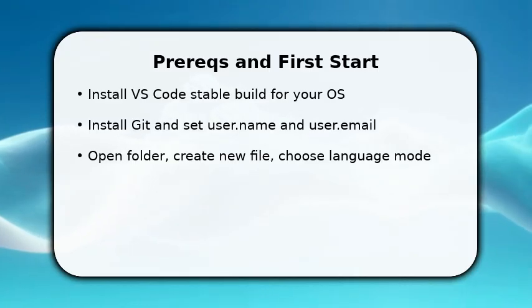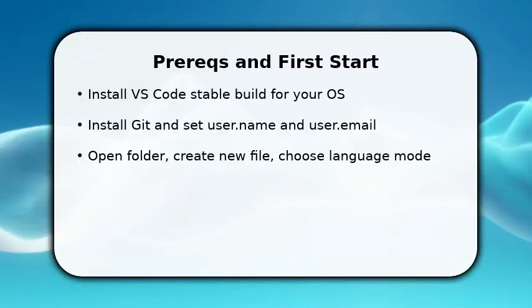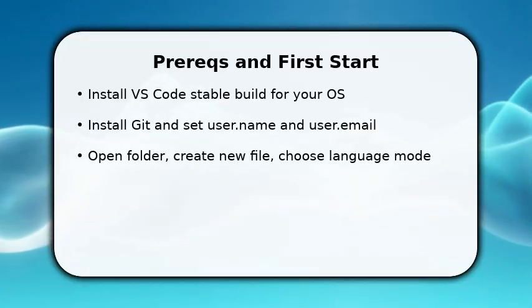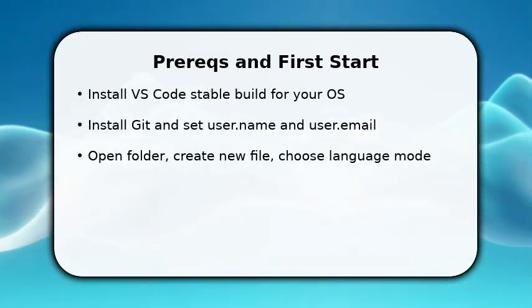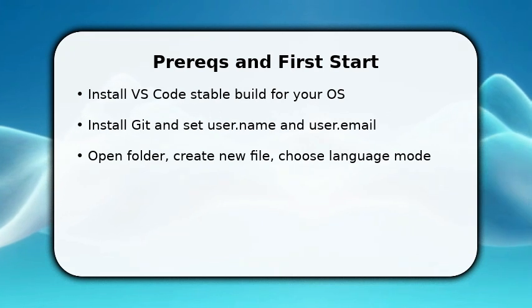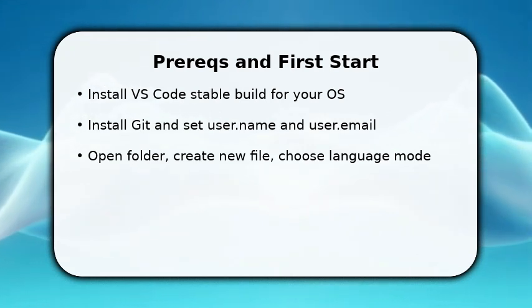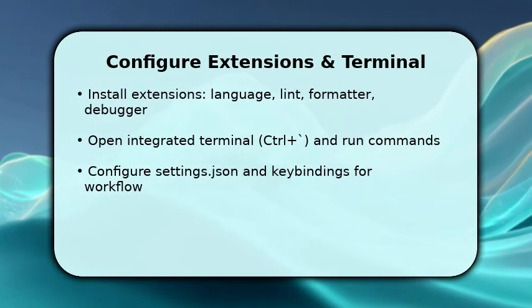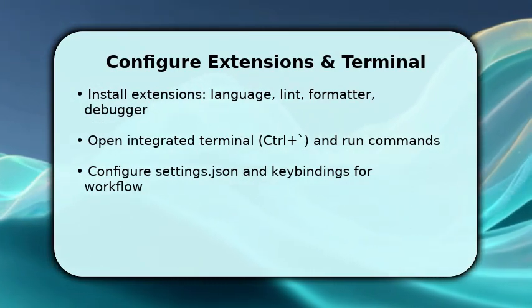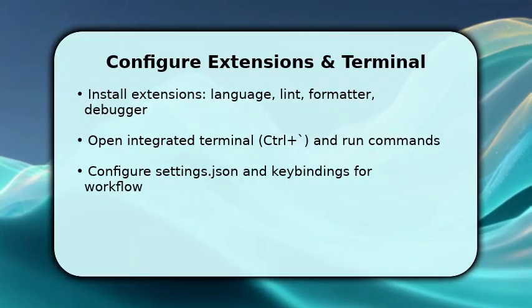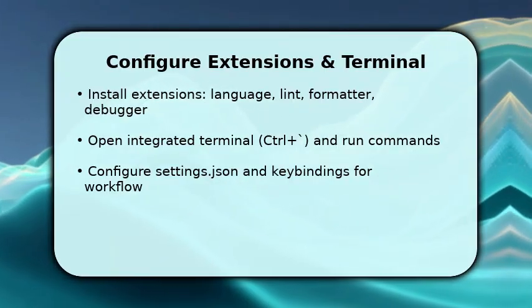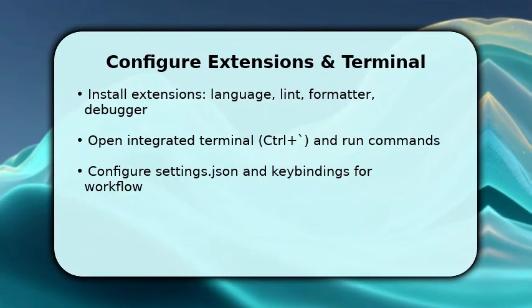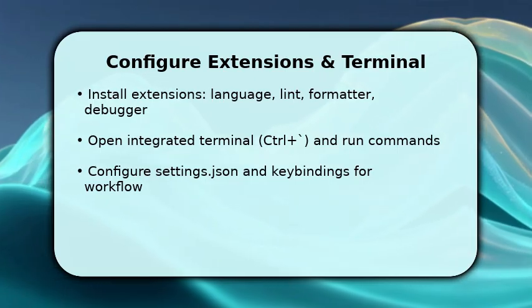Then install one essential extension like Prettier or the language pack you need. This gets you ready to code with immediate editor support and streamlined saving. Next, customize the middle part of your workflow by installing targeted extensions: language support, linter, formatter, and debugger. Once installed, open the integrated terminal with Control+ and run your project setup commands like npm install or git clone.